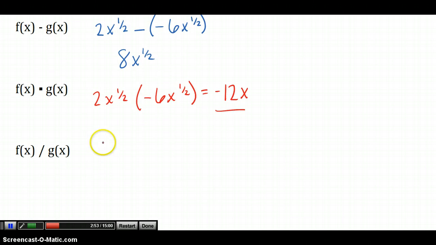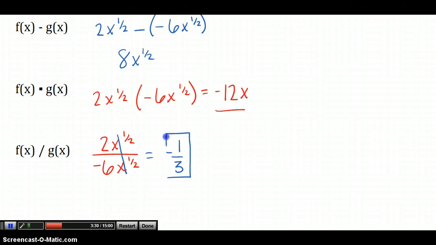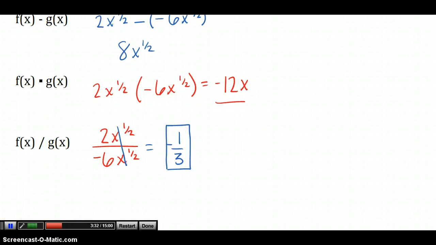And the last one, we're going to divide f of x, so our f of x is on top, divided by g of x. Now we can see here that we have an x to the half on both the top and the bottom, so really they're just going to cancel out. Also, if you remember, the rule is when you divide polynomials, you subtract the exponent. So if we did a half minus a half, obviously we would get 0. So again, they just cancel out, and you're left with 2 over negative 6, and that reduces to a negative 1/3. So that is your answer. So those are operations with functions.